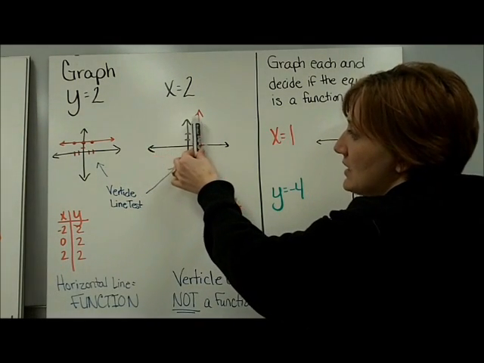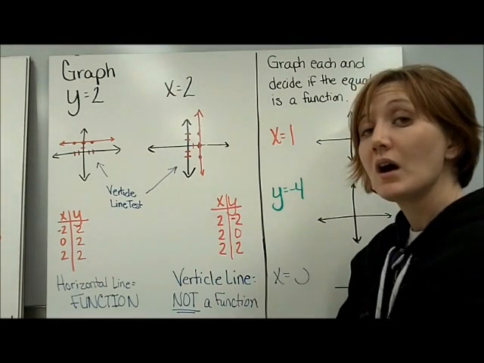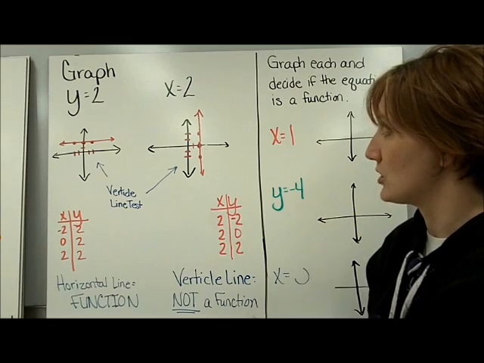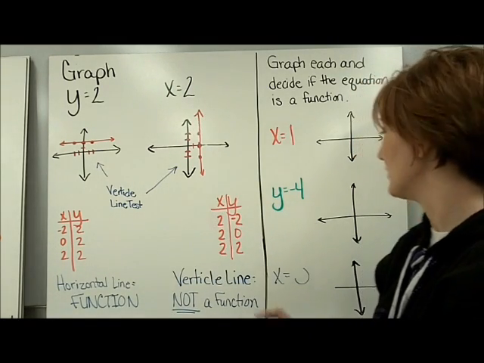Using the vertical line test, oops, I hit more than one point at the same time. Therefore, it fails the vertical line test, and a vertical line is not a function. We can still graph it. The graph would look like this, but it is not a function.